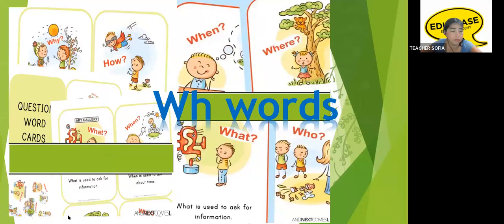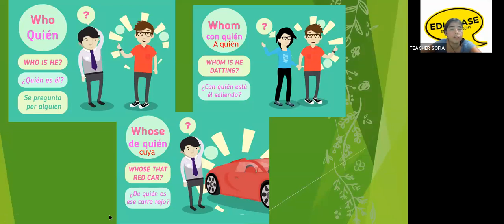Okay, thanks for being punctual. We're going to start and continue for some minutes with the first part of the class. We're going to work with some other activities with WH words. And here we have some additional WH words that are similar.